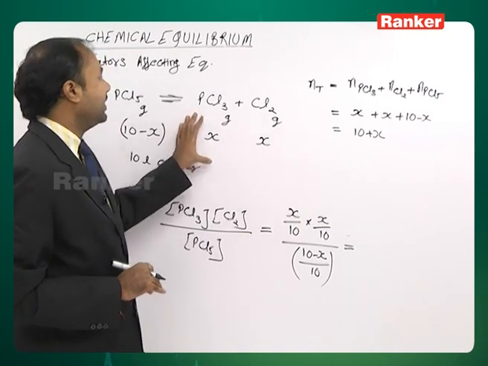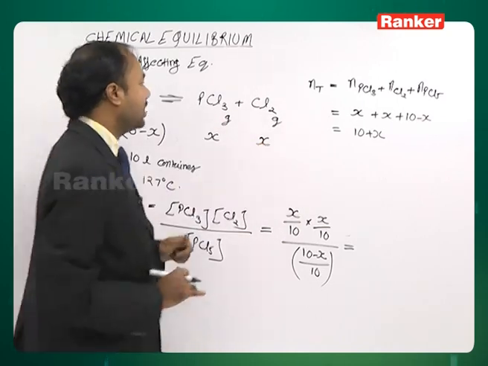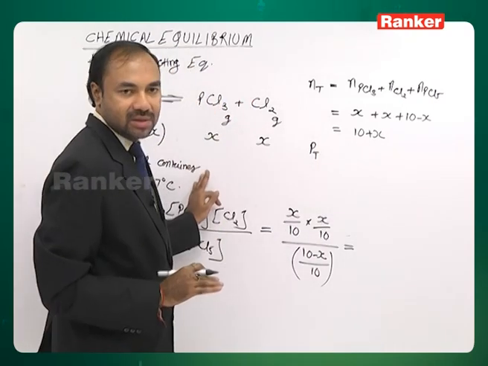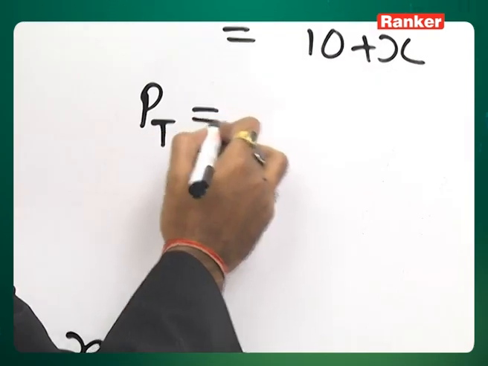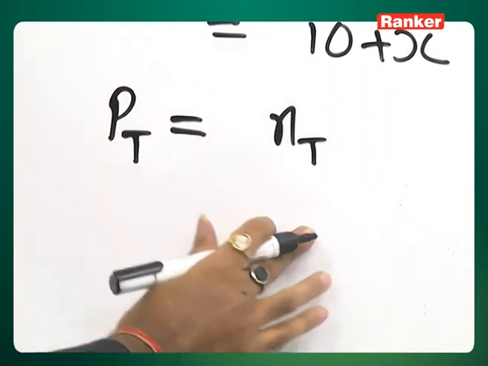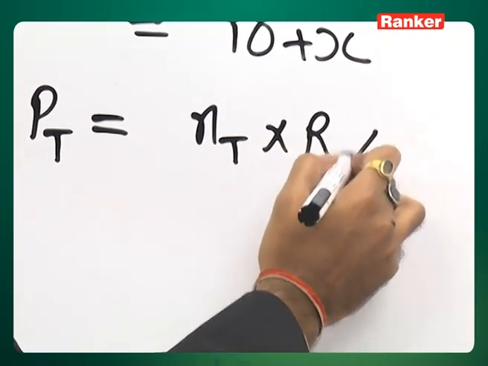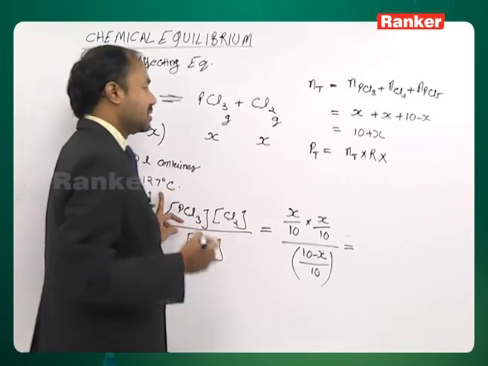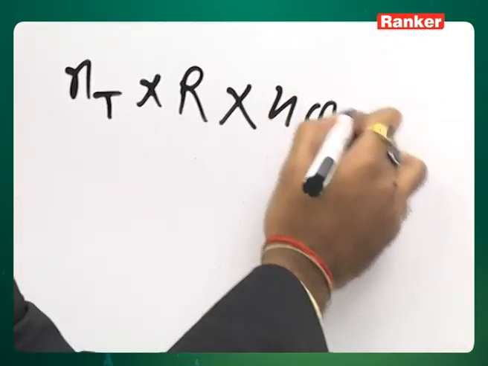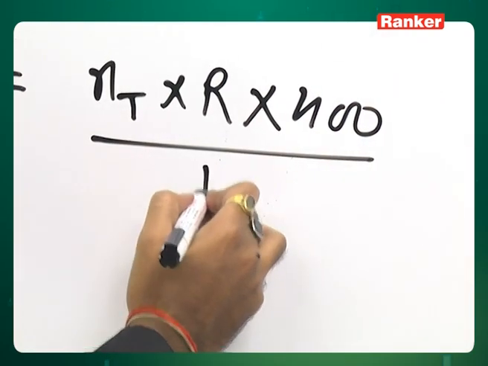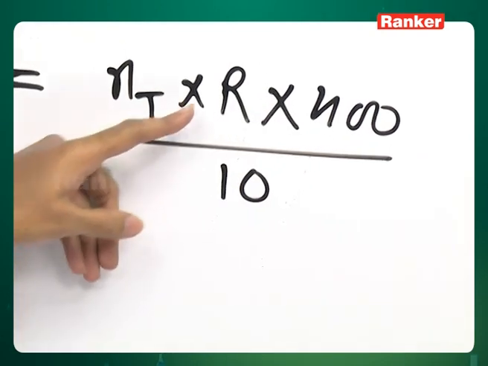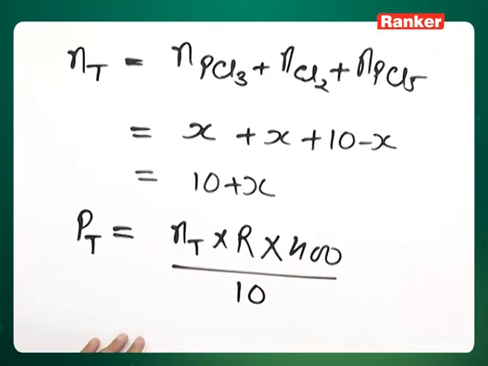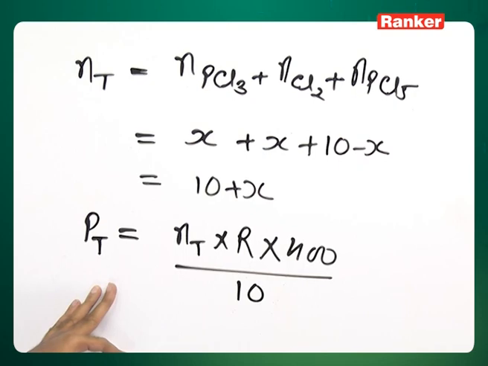If we ask you what the final pressure in the container will be, what we do here is we use total pressure Pt, assuming all gases to be ideal. We use PV equal to nRT. This becomes equal to the total number of moles, which is 10 plus X, into R into T, which is given to you as 127 plus 273, so it becomes 400 Kelvin, upon V, which is 10 here. We know the value of R also, and n we also got, because X we have already calculated. We will get the total pressure at equilibrium in the container, the final pressure you can call it.